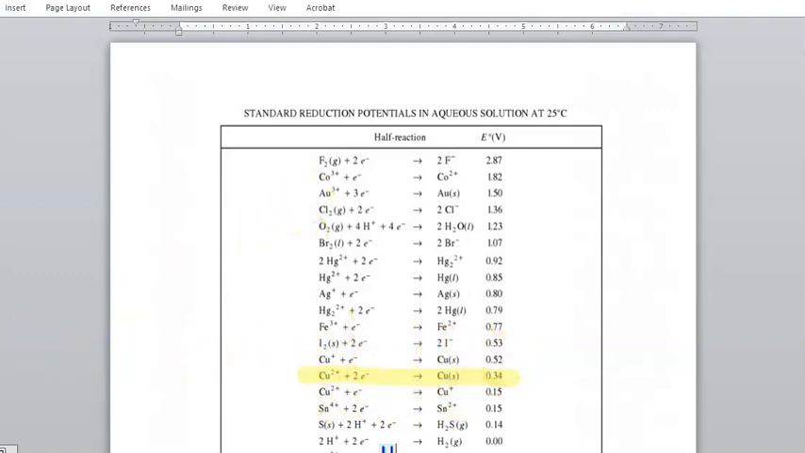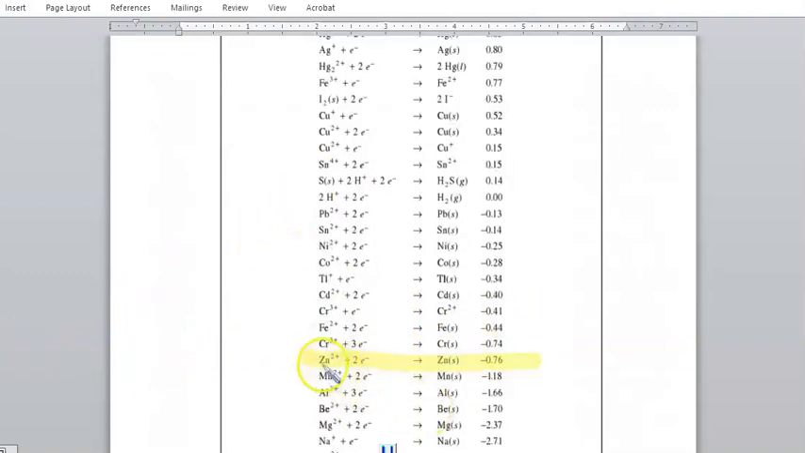I would pull down on this chart more, and then I will find zinc. Zinc's much further down. It's Zn2+ plus 2 electrons making zinc solid. Notice that it's a negative 0.76 volts. So what I'm going to do is figure out how to make a positive voltage with this.